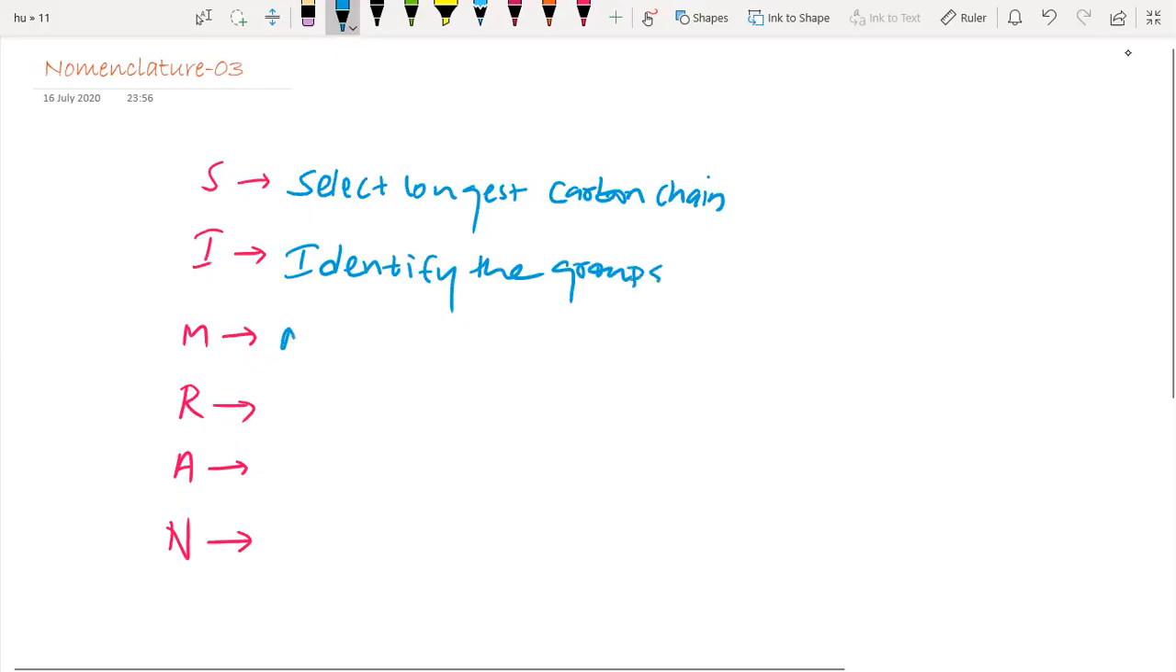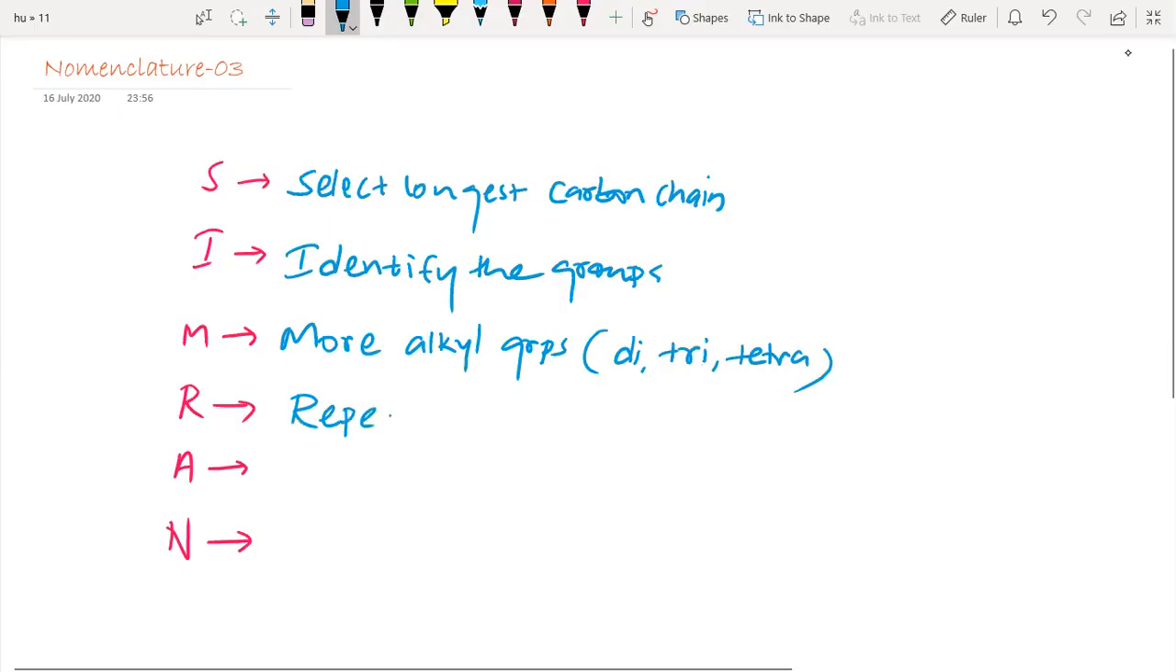M for more alkyl groups. If more alkyl groups are present, then you have to use di, tri, tetra, penta, etc. R for repeated. The number is repeated when the same alkyl groups are present on the same carbon, which you will understand when we take an example here.